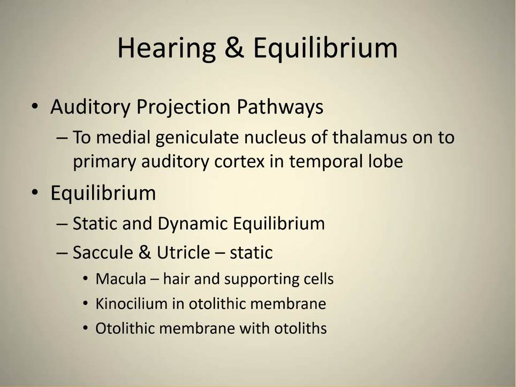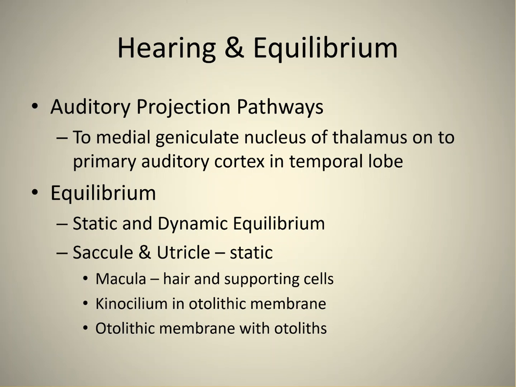And further along on slide 35, projection pathway to medial geniculate nucleus of thalamus. So like all the senses except for olfaction goes through the thalamus to the primary auditory cortex and temporal lobe. And we're going to look at that projection pathway again in the next slide. But first, let's start with equilibrium. Let's call it static and dynamic equilibrium.